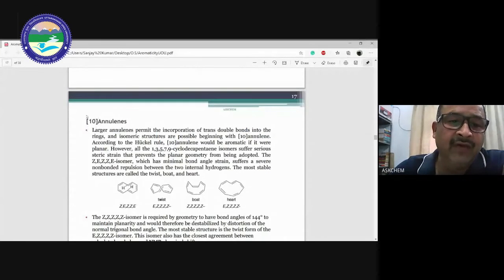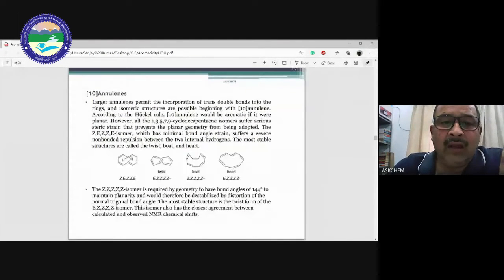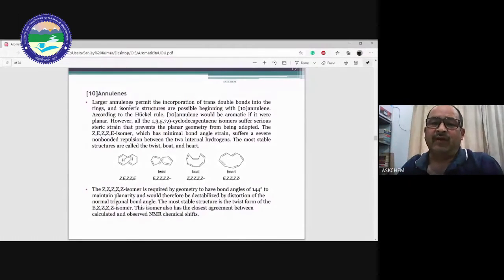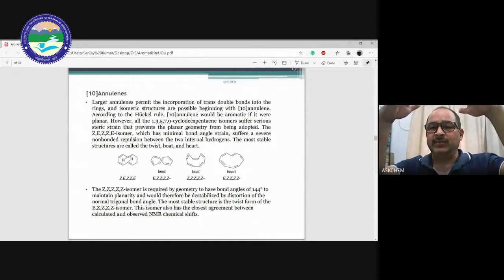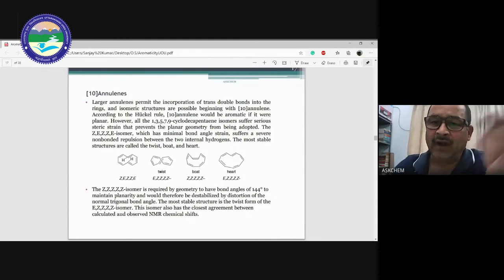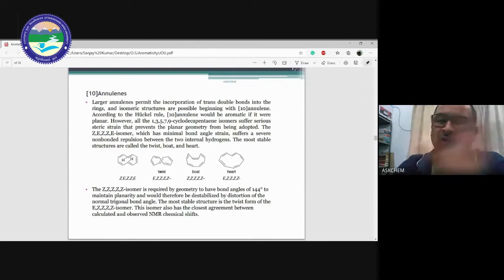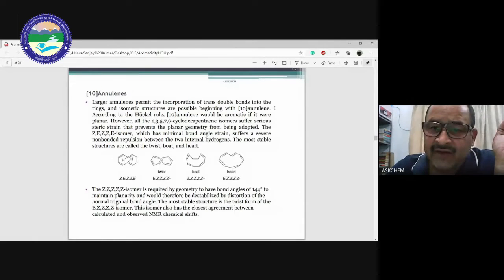Now 10 is the number corresponding to a 4n plus 2 system. Now what happens is that larger annulenes, if you keep on increasing the ring size of the monocyclic annulene, permit the incorporation of a trans double bond into the ring. The interbond angle is so large that it can accommodate the trans double bond. Otherwise, in the smaller geometry, a trans double bond cannot be accommodated. Incorporation of a trans double bond into the ring, and isomeric structures are possible beginning with [10]annulene.